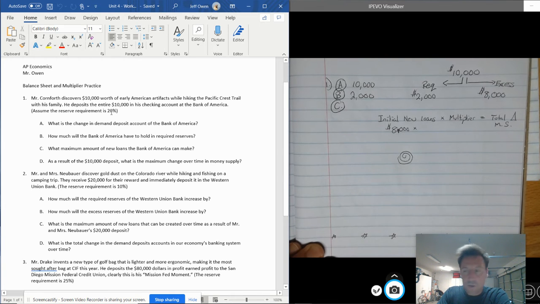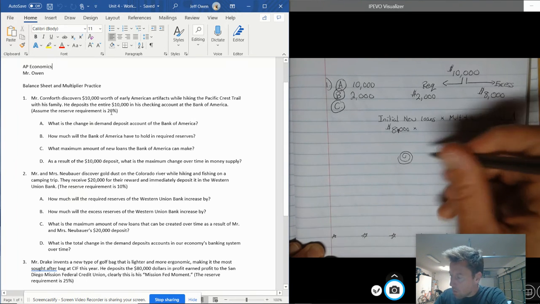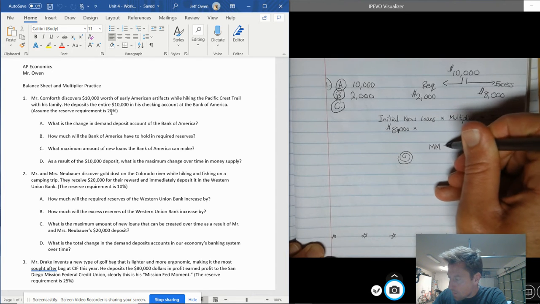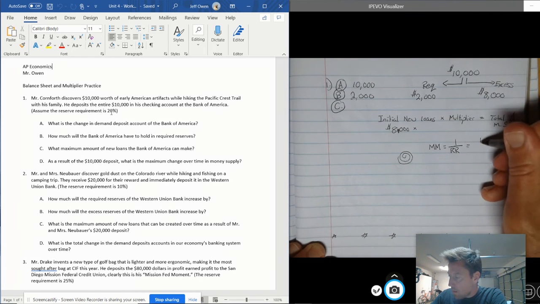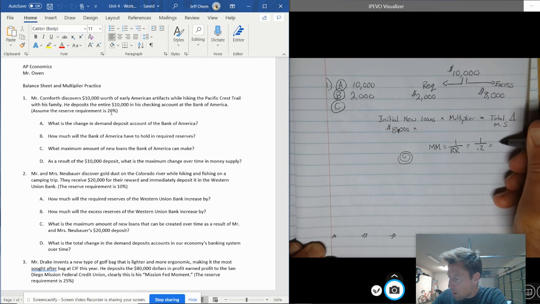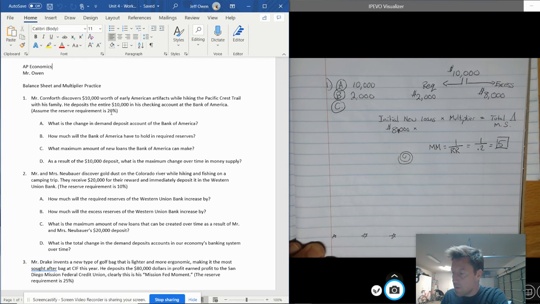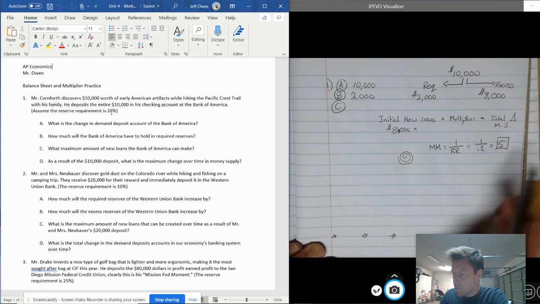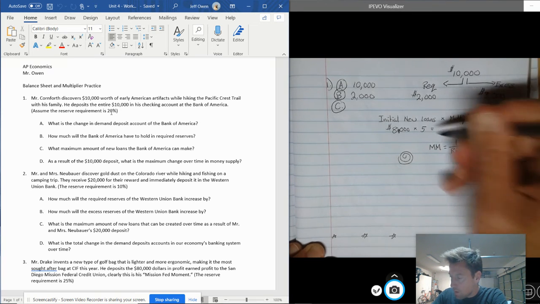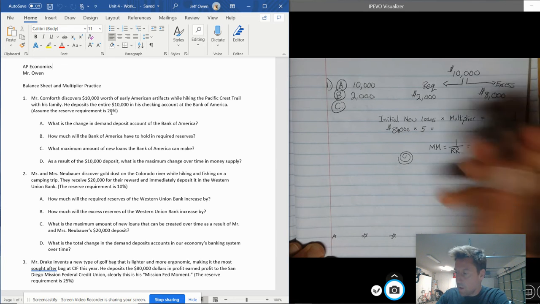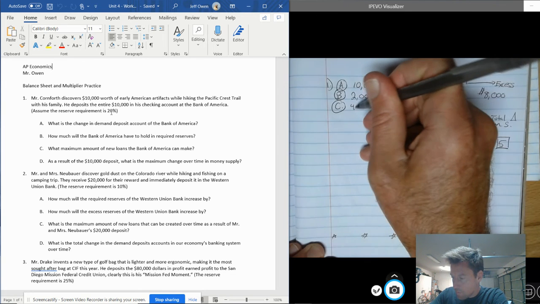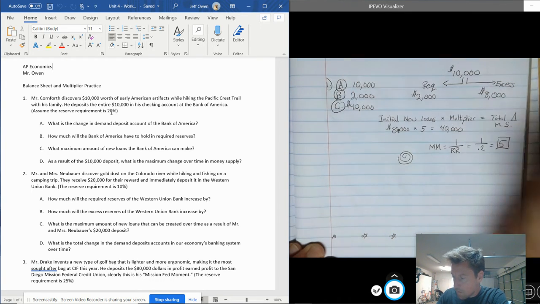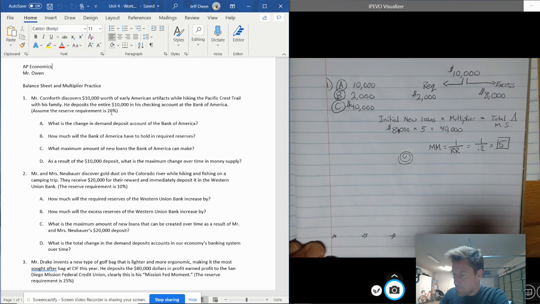It says our required reserve ratio is 20%. So our money multiplier is 1 over the required reserve ratio. And since our required reserve ratio is 0.2, our money multiplier is going to be 5. So 8,000 from our initial new loans that Bank of America can make times our money multiplier, 5, is going to give us the total change in the money supply. 8,000 times 5 will be 40,000 bucks. Cool. So that's one. Number 2.